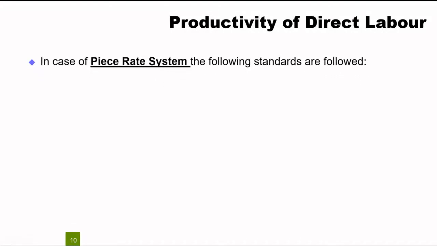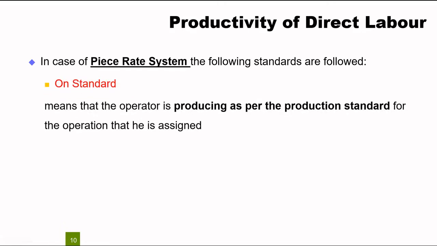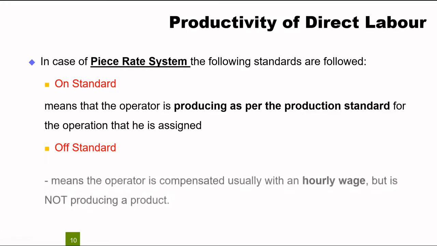Further, in case of piece rate system, which we have already discussed, you pay on the basis of number of pieces made, not on the basis of fixed salary. So in case of piece rate system, we have on standard and we have off standard. On standard means that the operator is producing as per the production standard for the operation that is assigned. On standard means you have to make 50 pieces every hour and the person is making 50 pieces. That is on standard.